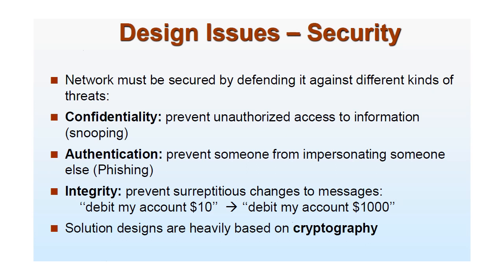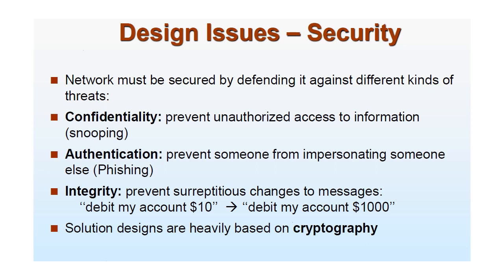The data can be insecure in these two ways, snooping and phishing. That means we must prevent unauthorized access to information. See, when you are sending your bank details or some other important details, in between you should not allow any hackers. If you allow the hackers, they could steal the data and misuse your bank account. That is snooping.